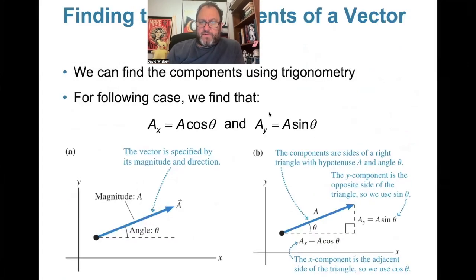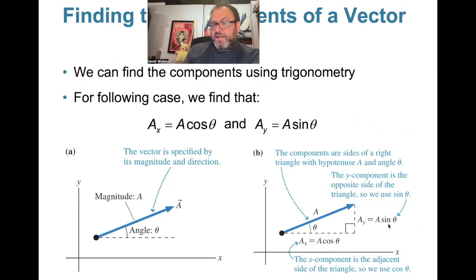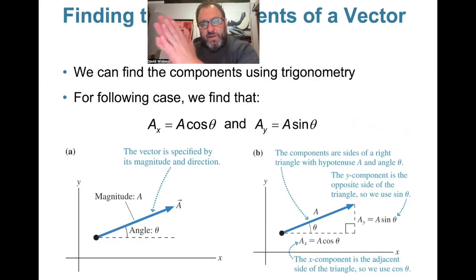If you have a vector, you can think of it as a triangle, right? You can always find the x and y components of it, and you can treat the magnitude like the hypotenuse of the triangle. That gives you the angle theta here. Each component, Ax, is equal to the hypotenuse times the cosine of theta, and Ay is equal to A times the sine of theta. But it really is just a triangle.